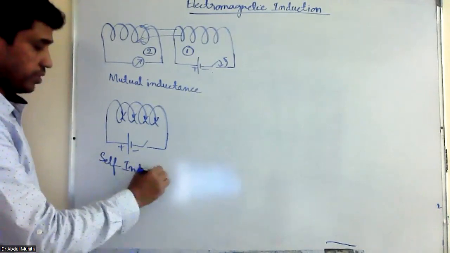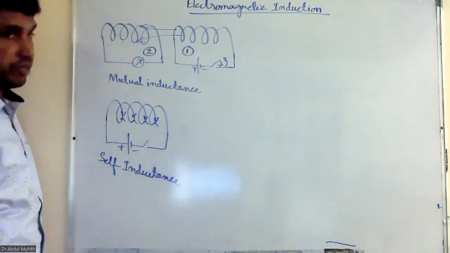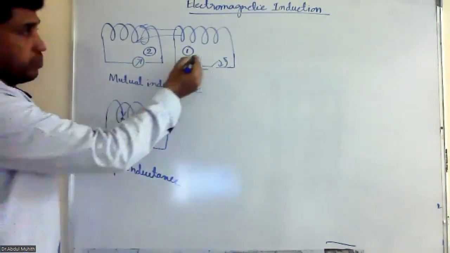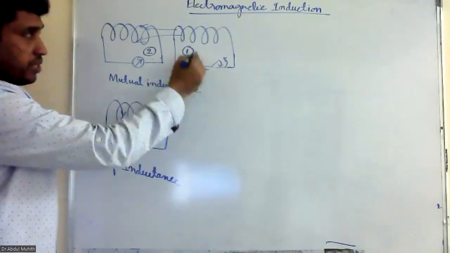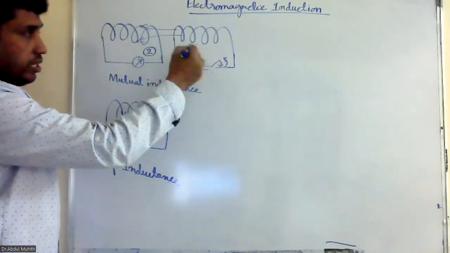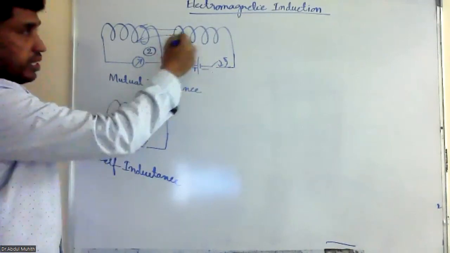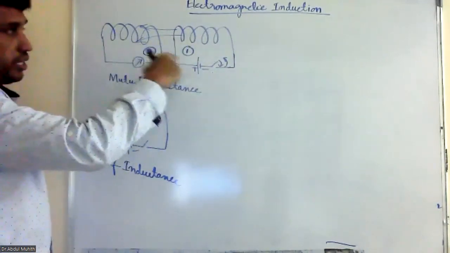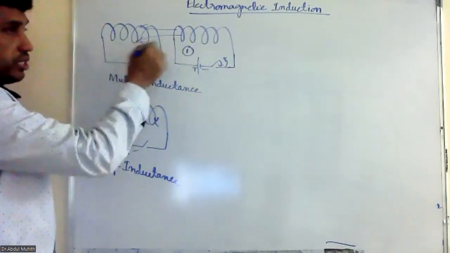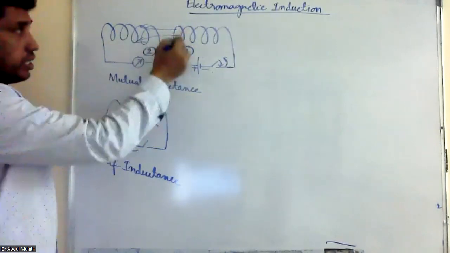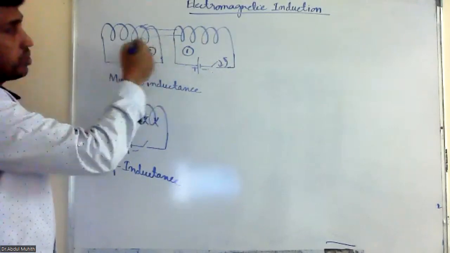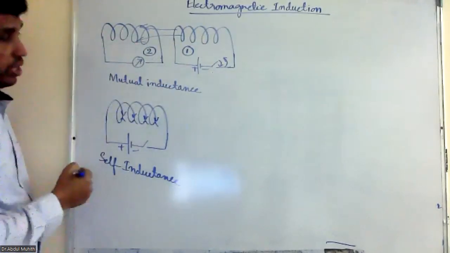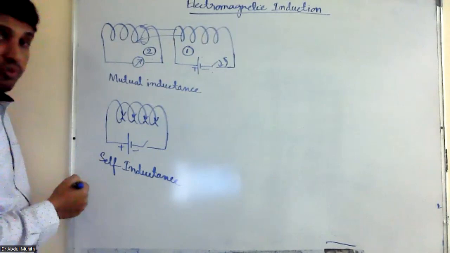So we have two types of inductance: mutual inductance and self-inductance. Mutual inductance means, suppose this is the first coil, this is the second coil. When we use the tapping key, current is flowing in opposite directions. When current is flowing in one direction, it will give north pole, the other direction south pole. So by changing the direction of current, we are changing the direction of the magnetic field. Because of that, current is induced in the second coil. This phenomenon is known as mutual inductance.